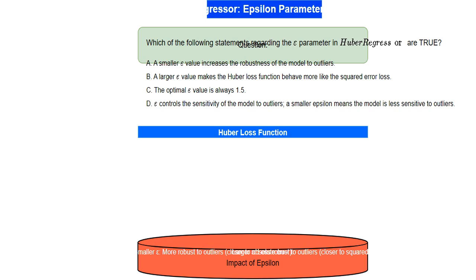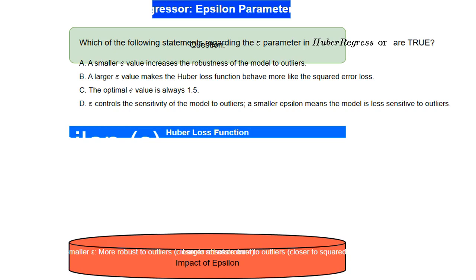Think of it like this. A smaller epsilon is like having a stricter referee calling fouls more often. A larger epsilon lets the players get away with a bit more. This is part of the Huber loss function formula. If the absolute value of the error is larger than epsilon, we use this equation. It prioritizes the magnitude of the error.